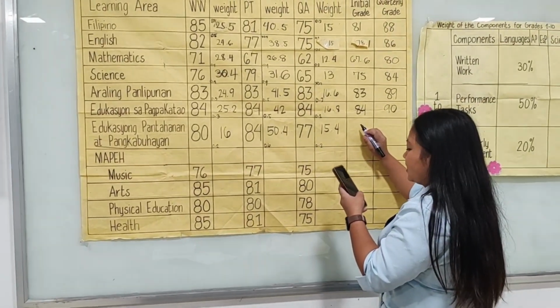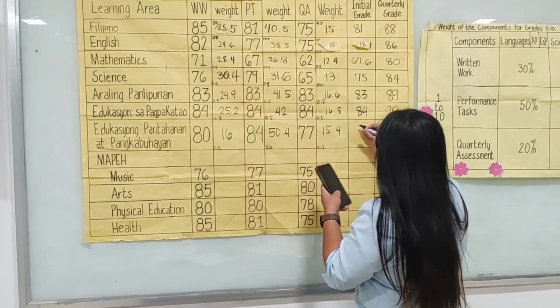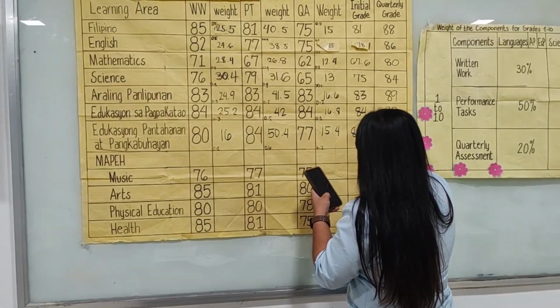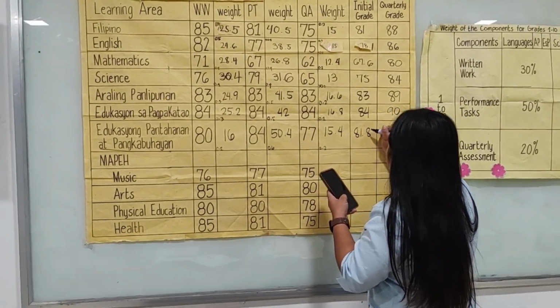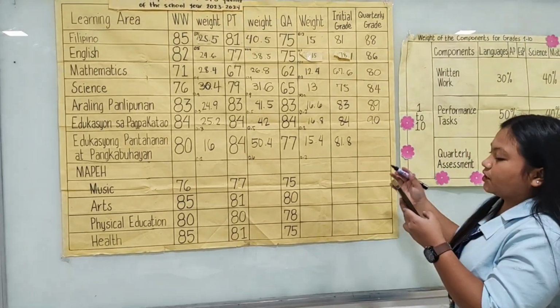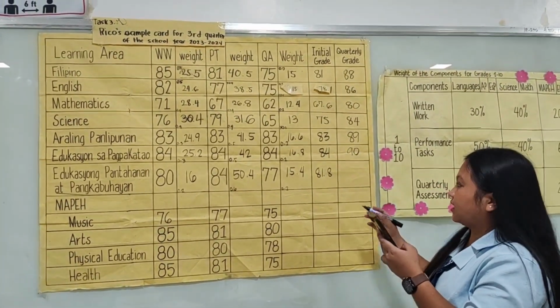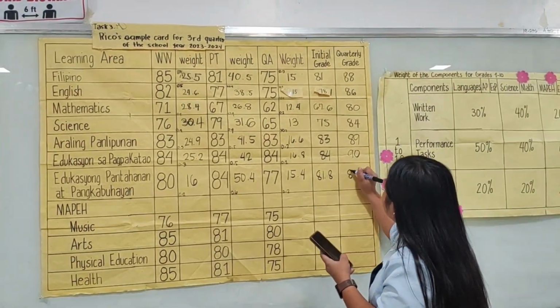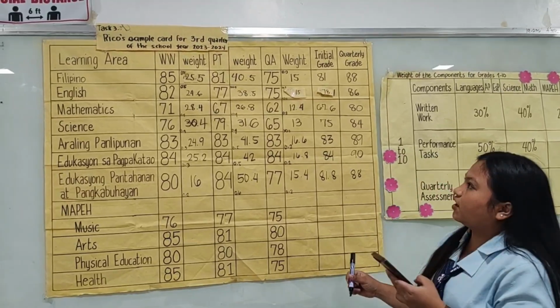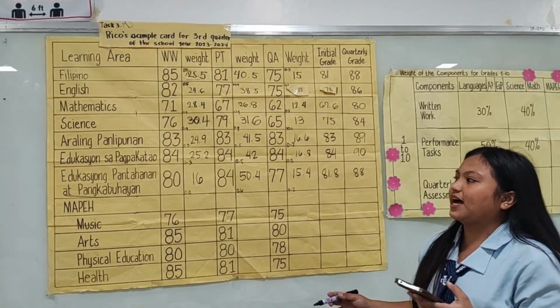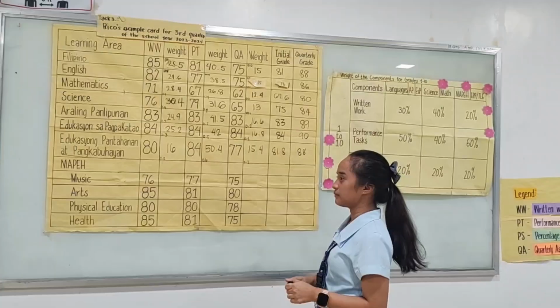So it sums up, the initial grade is 81.8. So the transmuted grade of 81.8 is 88. So 88 is the quarterly grade of Rico in Edukasyong Pantahanan at Pangkabuhayan.